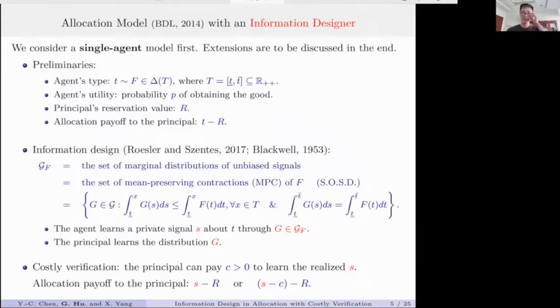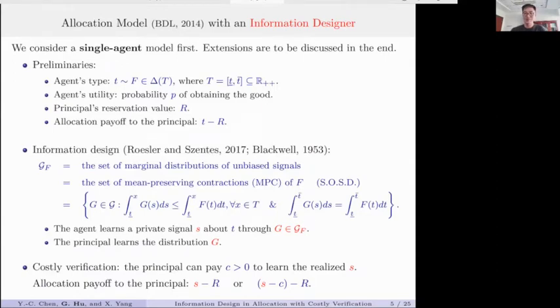And here, the allocation payoff is calculated using the signal S instead of the underlying value T. This can be justified because signal S is unbiased. So when the principal cares only about the expected value, using S is the same as using T. So this is the entire model. Any question about the model?